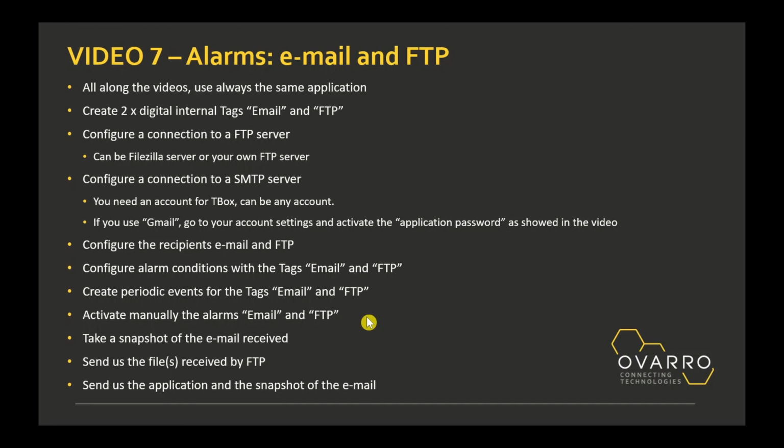Once you have sent the program, activate manually those alarm conditions. A periodic event is a digital tag that will change automatically, but as any digital tag, you can change it manually by forcing its value using F4. Take a snapshot of the email you have received. Send us the file you have received by FTP, and send us the application and the snapshot of the email.